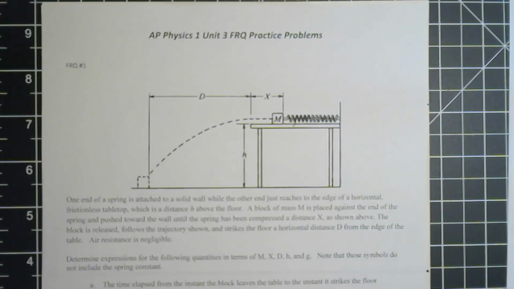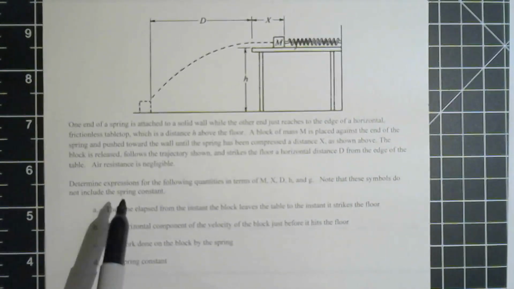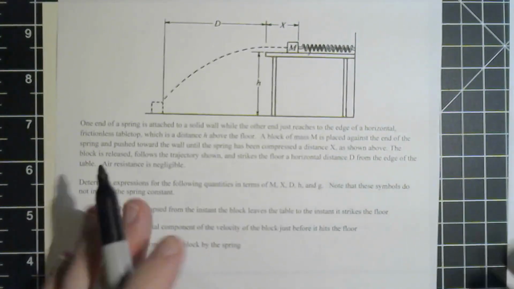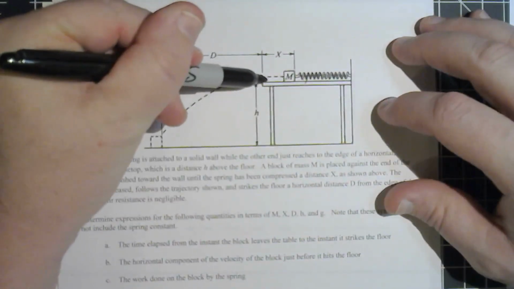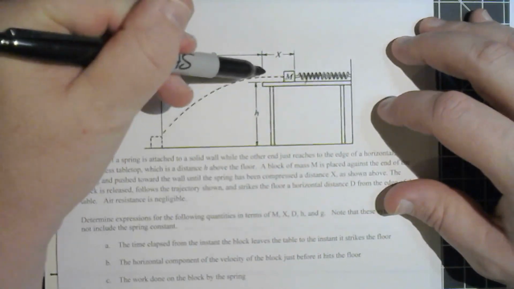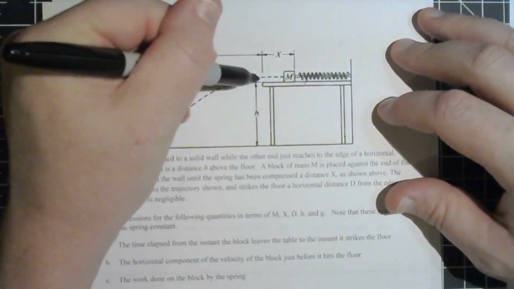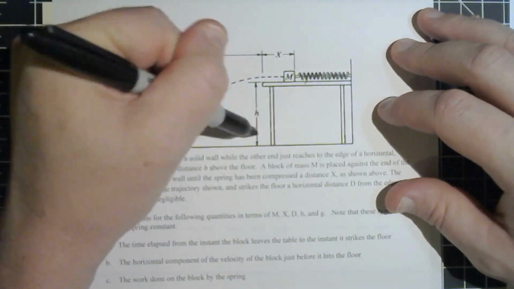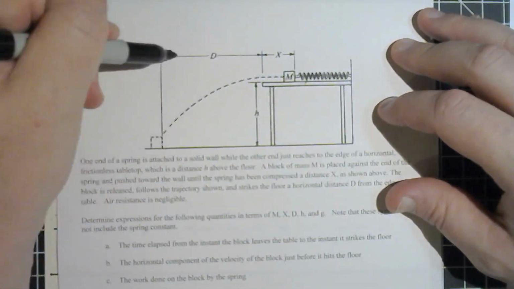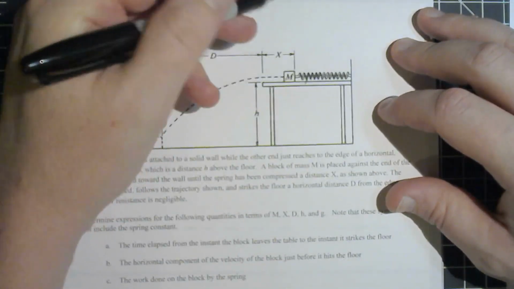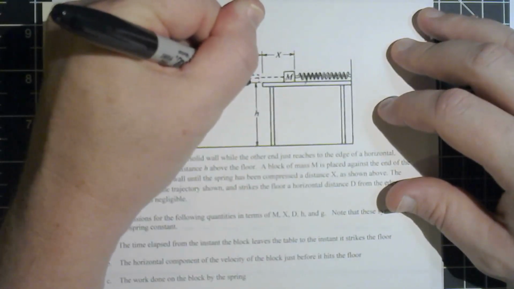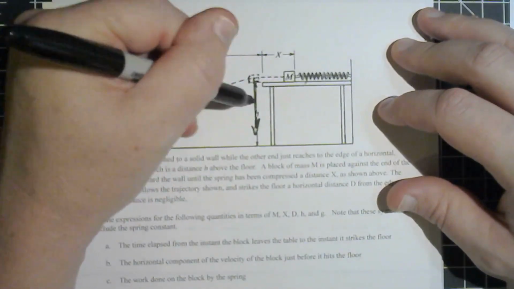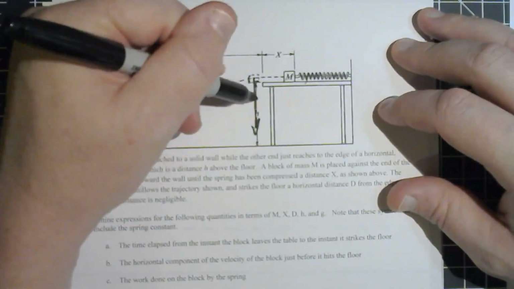So the first question, we want to find the time elapsed from the instant the block leaves the table to the instant the block hits the floor. And so if we look at this, whenever this projectile is launched in this parabolic path, if you remember for projectiles, the time to fall down some distance h is completely independent of the horizontal distance d. So all I need to do is treat this problem as though that block were just falling straight down from a height of h and determine the time of a free fall kind of problem.